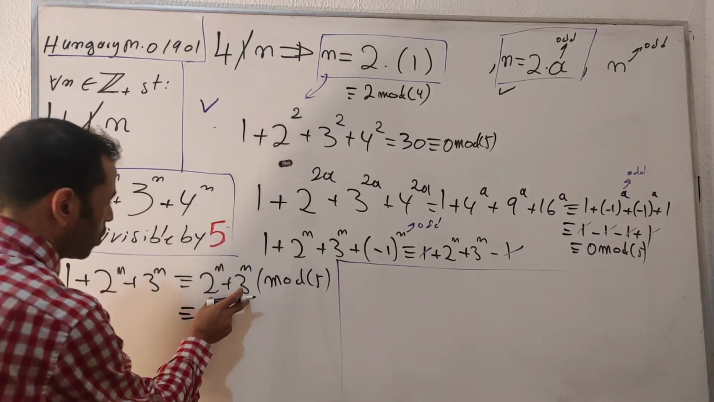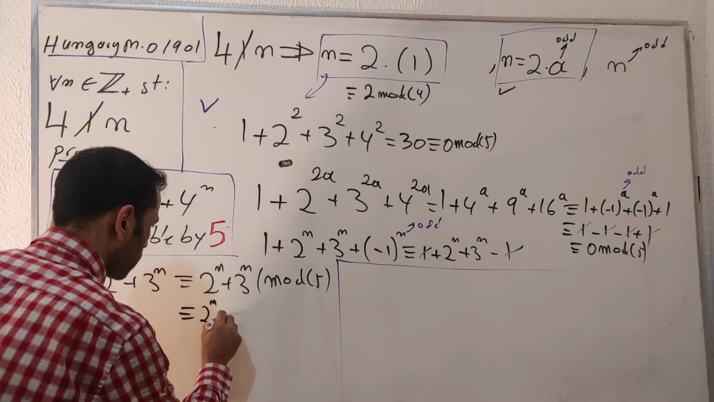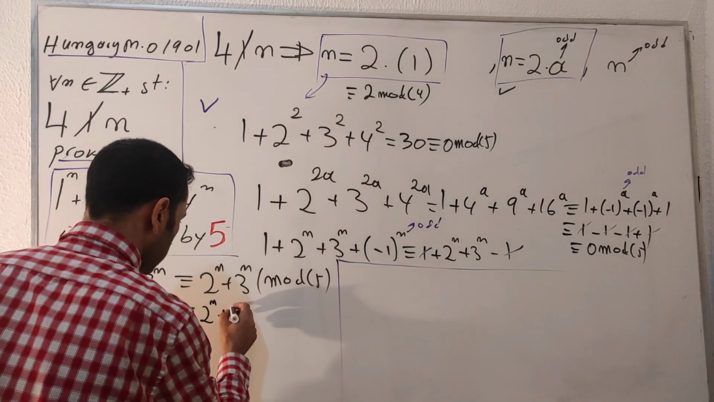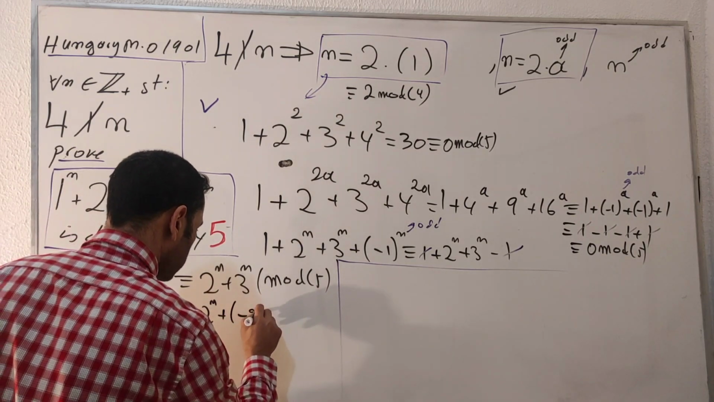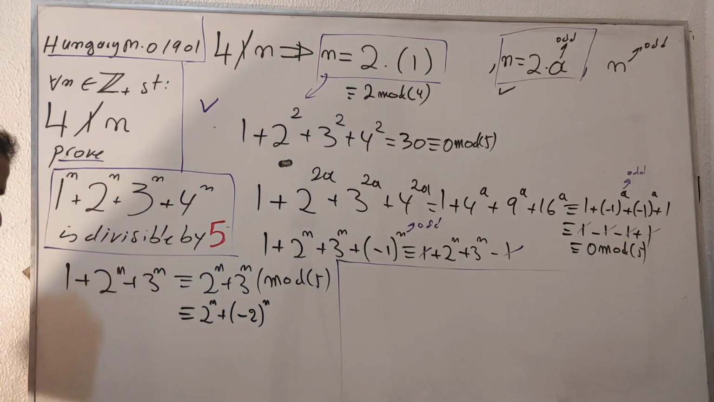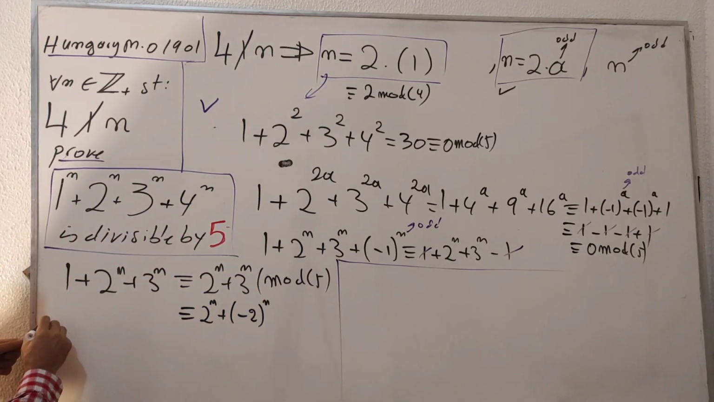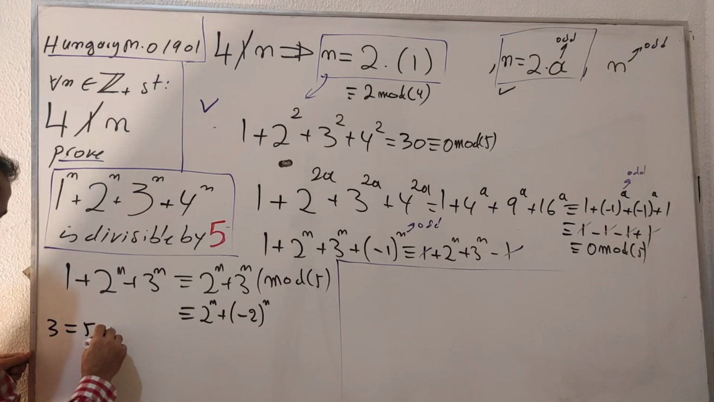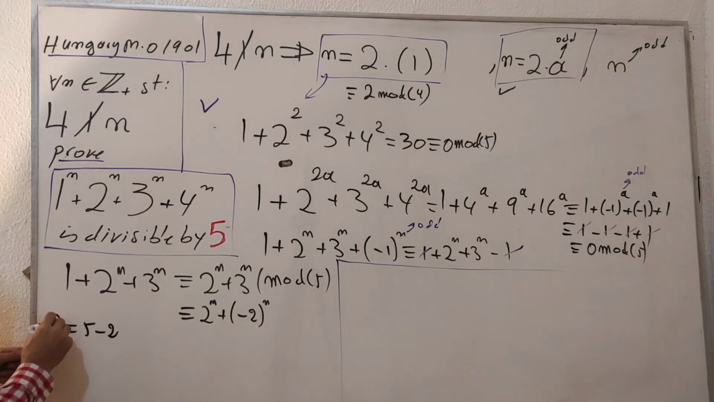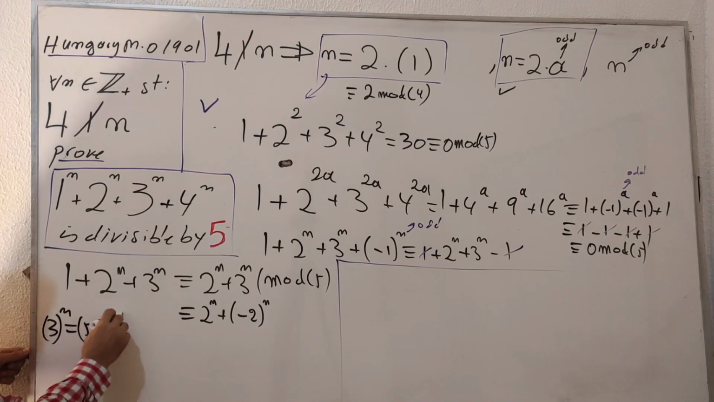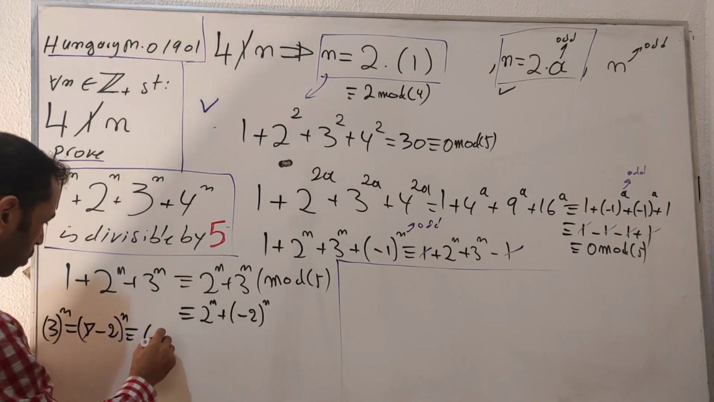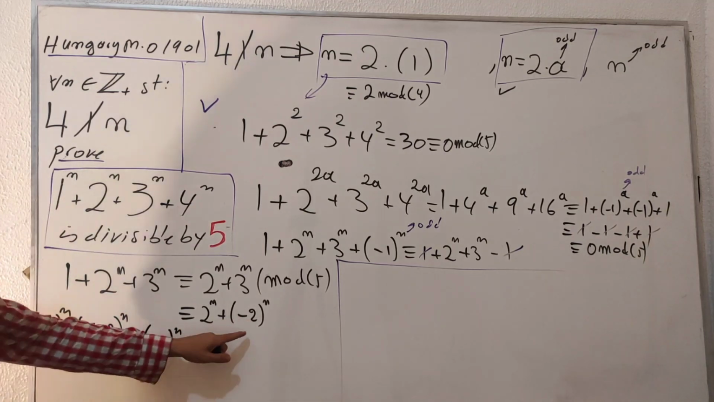Let's continue with this one. I get 2 to the n plus 3 to the n is the same as 5 minus 2, okay? I will be left with minus 2 to the n, okay? Because I get 3 equals 5 minus 2, okay? So raising the exponent to the n and reducing this one to mod 5, I get 0 here. I will be left with minus 2 to the n. So that's what I did here, okay?